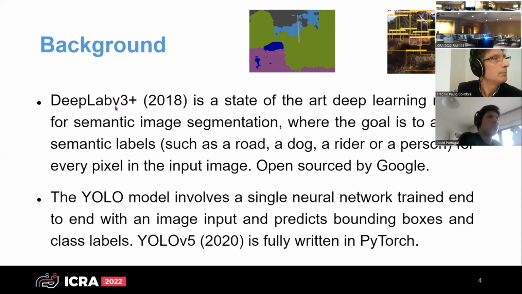With DeepLab, which is a recent model, we perform semantic image segmentation, where the goal is to assign semantic labels to every pixel in the output image, like in this one. It is open source by Google. YOLO v5 is a little more recent, and in our case, we are predicting bounding boxes and also class labels. And we are using, in this case, our own data set.